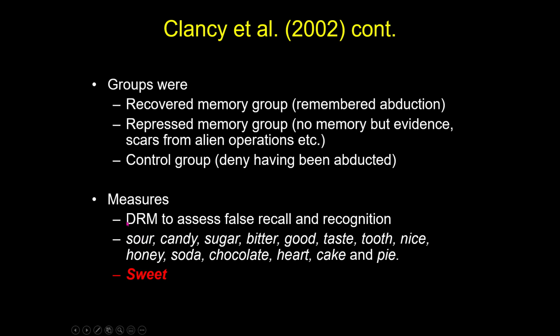So the DRM paradigm is used to test false memory, and it does this by having word lists and asking people to remember word lists, and then sometime afterwards asking them to recall the word lists. And then they have a look at the types of errors that participants make. So this is an example of a list of words people might be asked to remember. Sour, candy, sugar, bitter, good, taste, tooth, nice, honey, soda, chocolate, heart, cake, and pie.